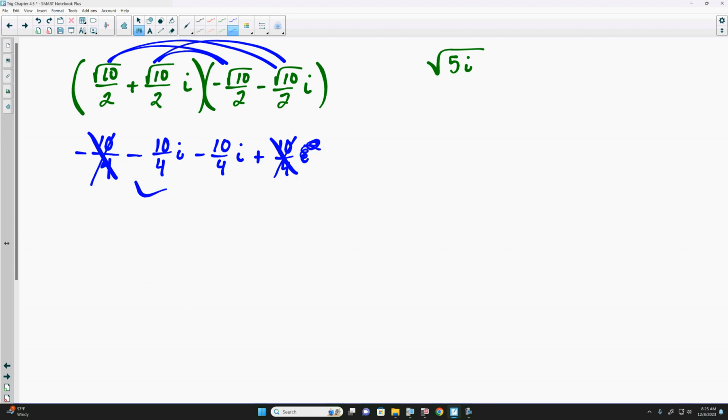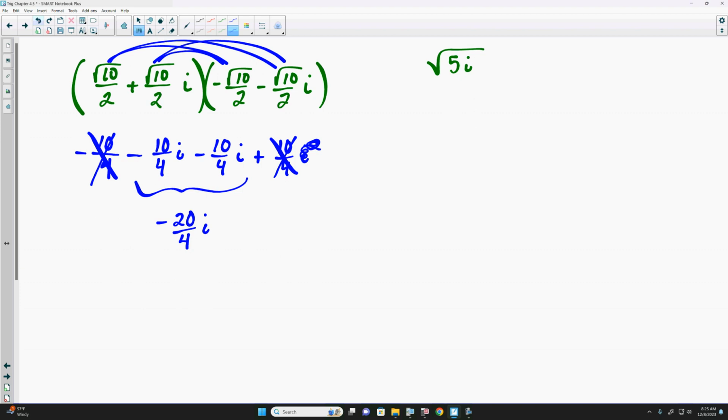We do have our like terms in the middle. Negative 10 fourths i minus 10 fourths i. Negative 10 minus 10 is negative 20 over 4i. 20 is indeed divisible by 4, giving us negative 5i. Well, almost got us there. I'd have to look into why.